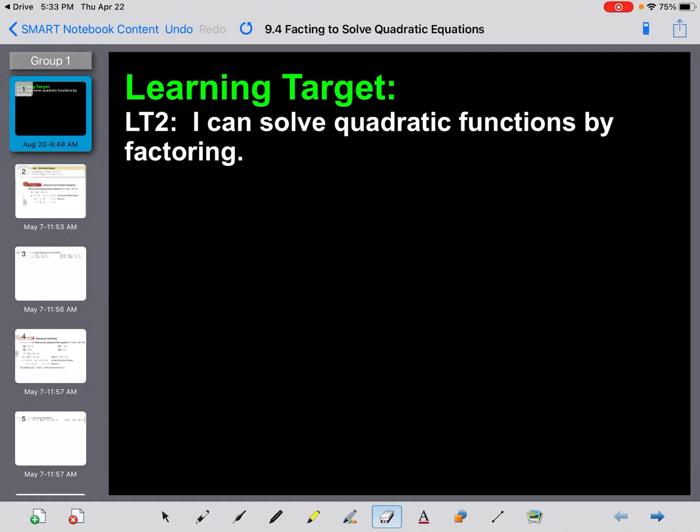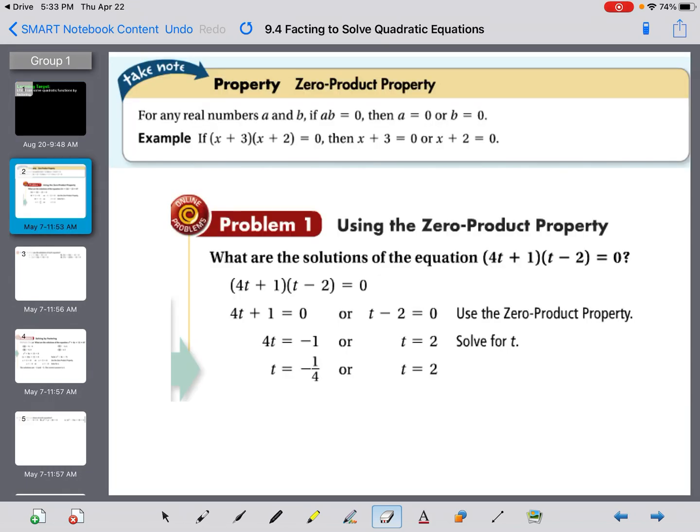Chapter 9, Section 4 is about factoring to solve your quadratic equations. This is a two-part lesson, but by the end we should be able to solve quadratic functions just by using factoring. And there's a few different ways that you can do that.